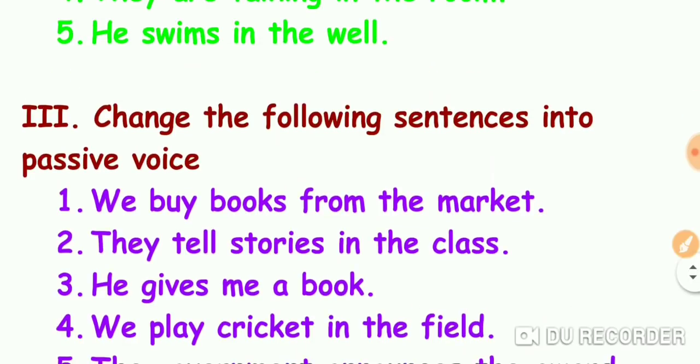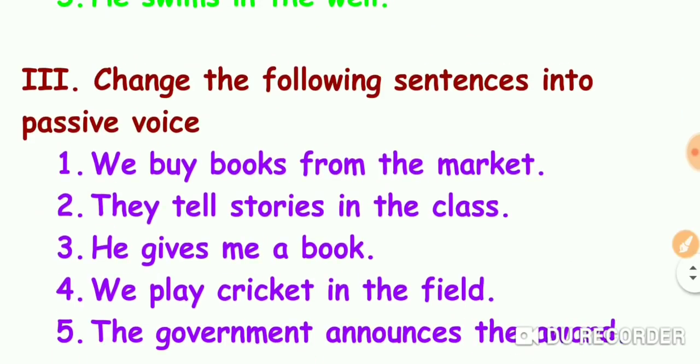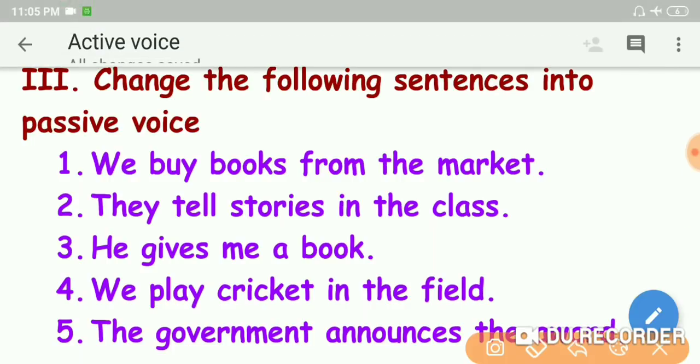So let's go with the third test. Change the following sentences into passive. We buy books from the market. Books are bought by us from the market. They tell stories in the class. Stories are told in the class by them. He gives me a book. A book is given to me by him, or I am given a book by him.